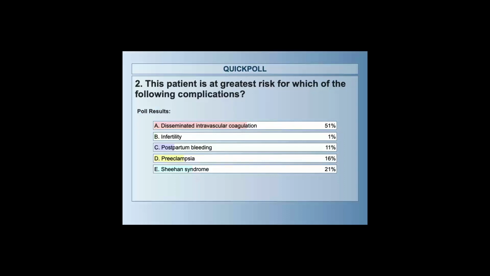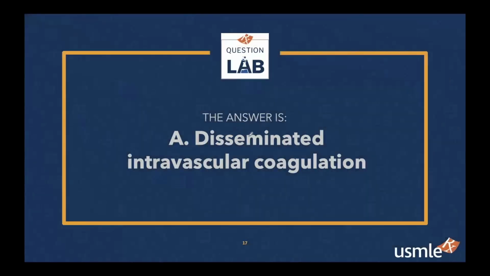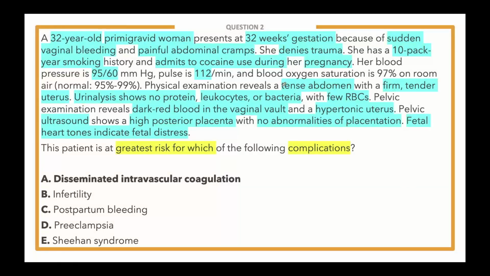It looks like 51% of you selected DIC. So it was a clear favorite. Let's see if that's the correct answer. And indeed it is, and 51% of you got it right. So well done, everybody. Let me hand it off to Paris so you can explain to us why. Thank you, Sean. Great job, guys.